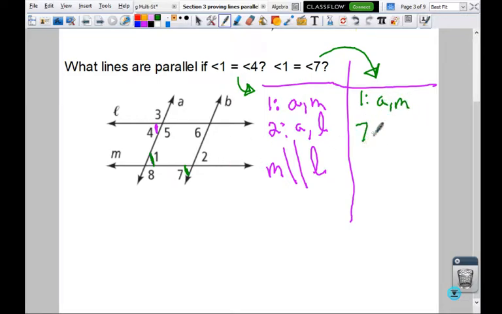Alright, let's look at angle 7. What lines does angle 7 touch? B and M. What set of parallel lines shows up? A and B. So A is parallel to B.